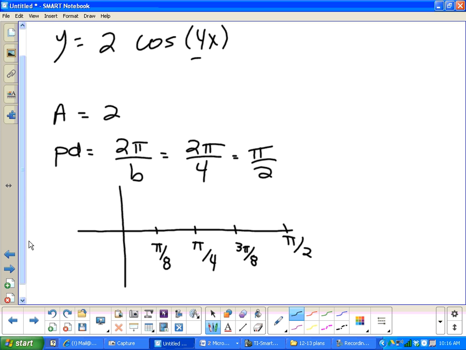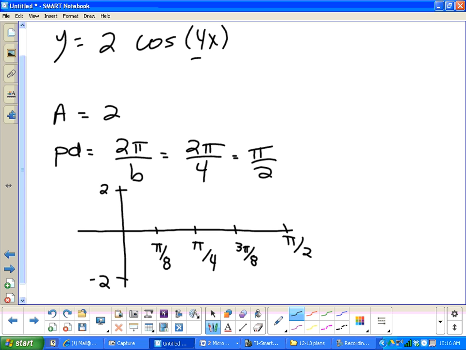So when you have nice even numbers like 2, it's really easy to do. But when you have fractions, you have to really think about it. Now we have the period straightened out, with that last one being pi over 2. The amplitude is what there? 2. So it's going to go up to 2 and down to -2. Now let's draw the graph. It's a positive cosine graph, so start at 2 and go down.